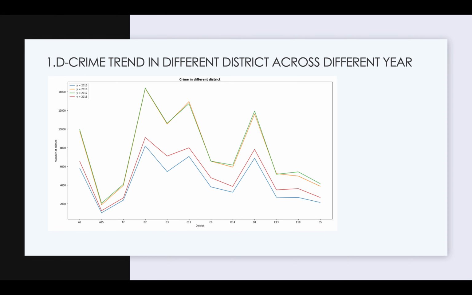This is a crime trend in different districts across the different years. The four lines show four different years, and the x-axis is the number representation for different districts in Boston. One thing to notice here is the B2 district has most of the crime across all the different years, and 2016 and 2017 are really identical, and they have more crime compared to 2015 and 2018.